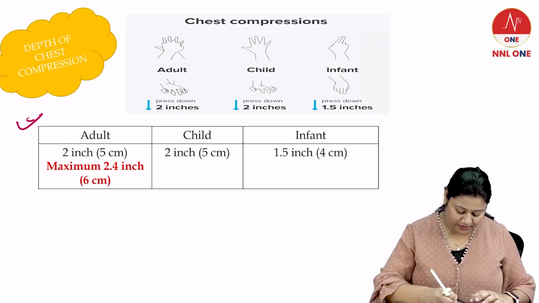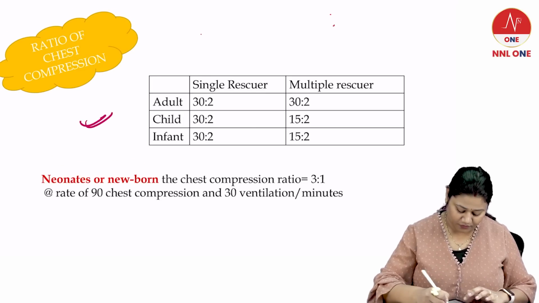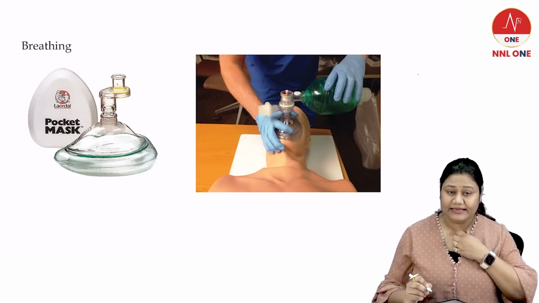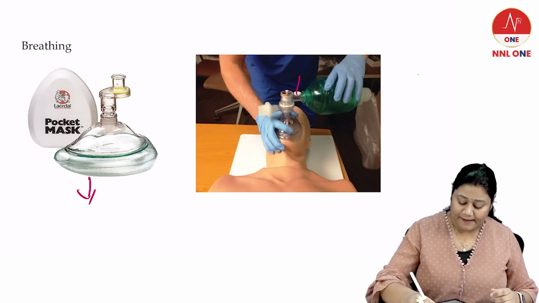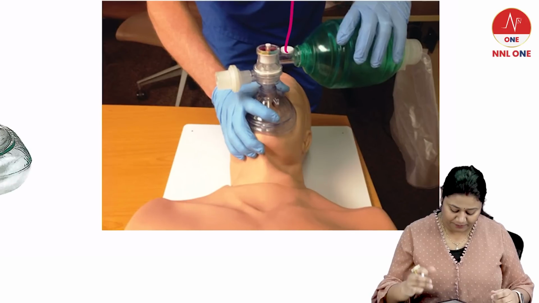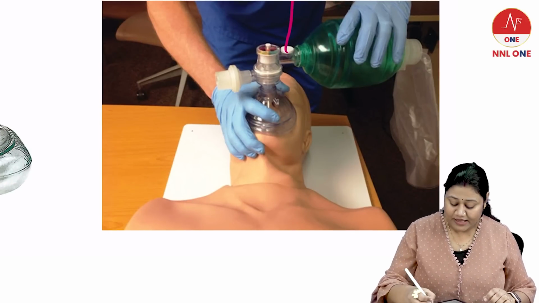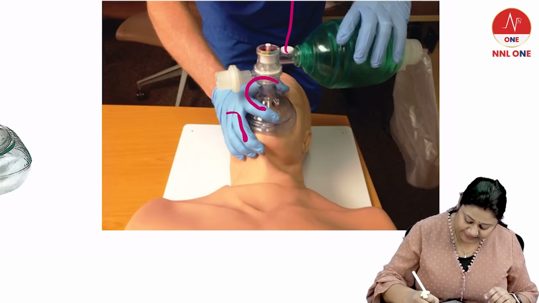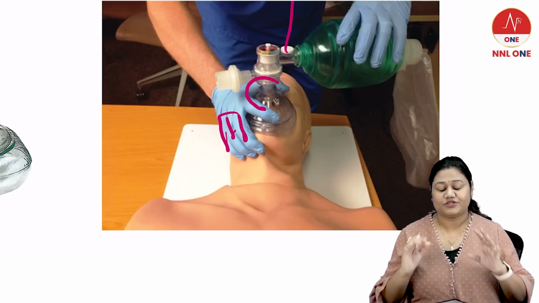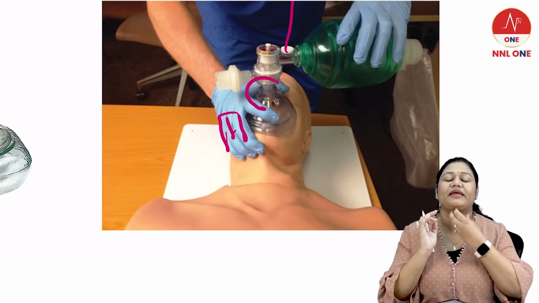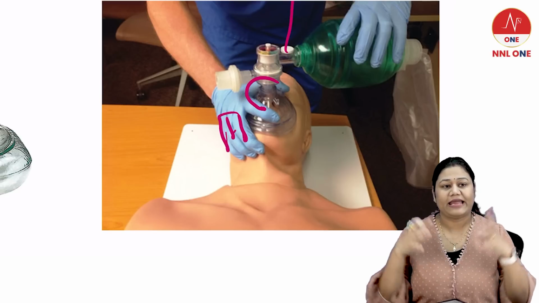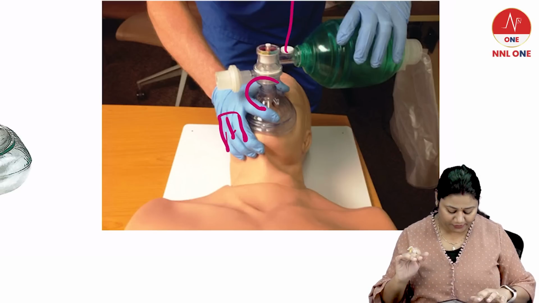So this we have done, and this is also we have covered. Breathing, we can give ventilation through pocket mask or with bag valve mask. While you are giving with BVM, always remember the C and E clamp. This C and E clamp is used to provide a complete seal and to lift and make the airway straight, so that whatever air you are providing will directly go into the airway.